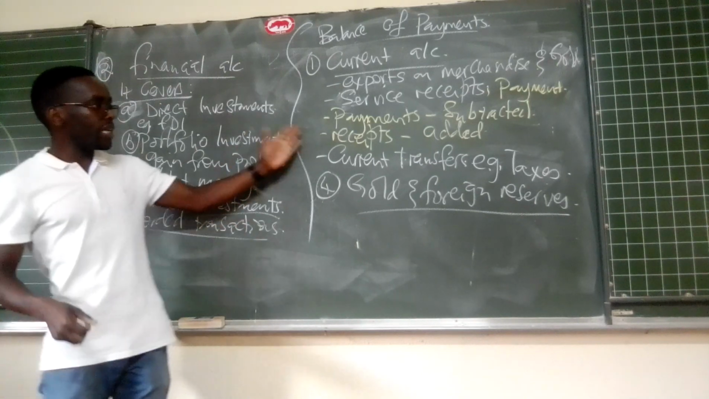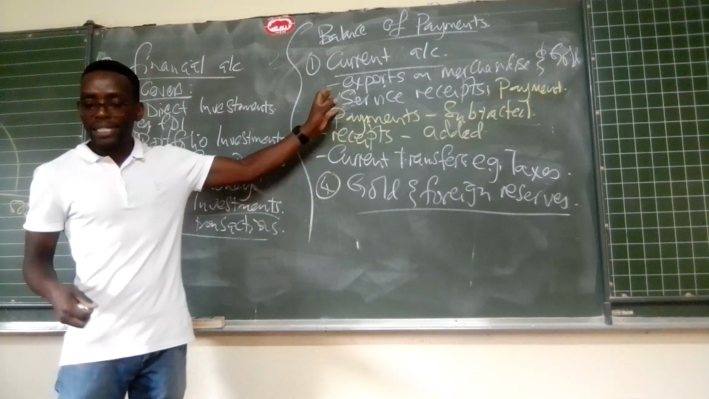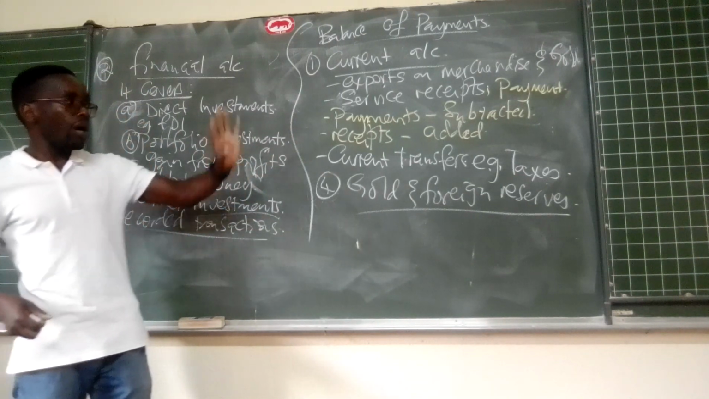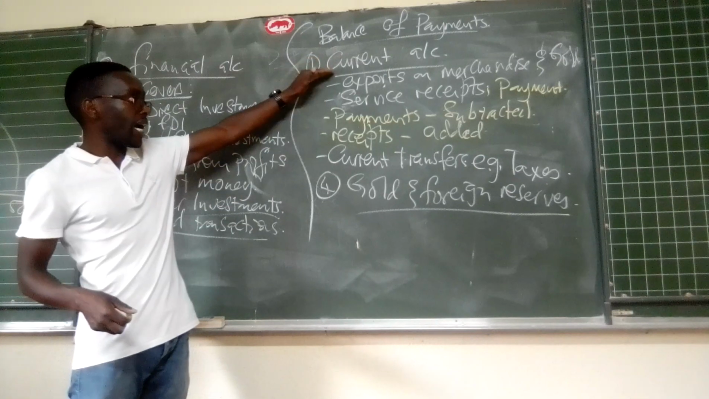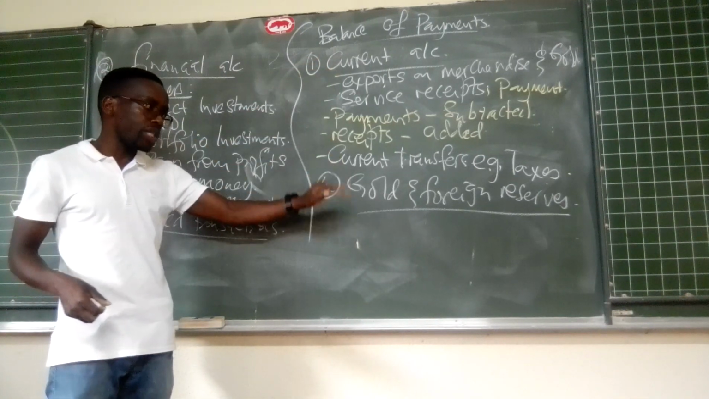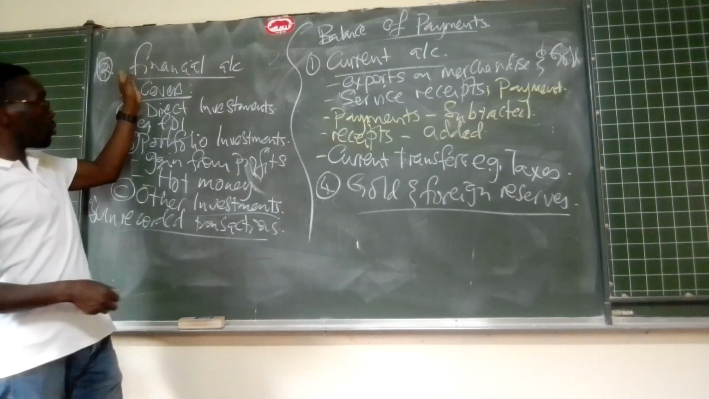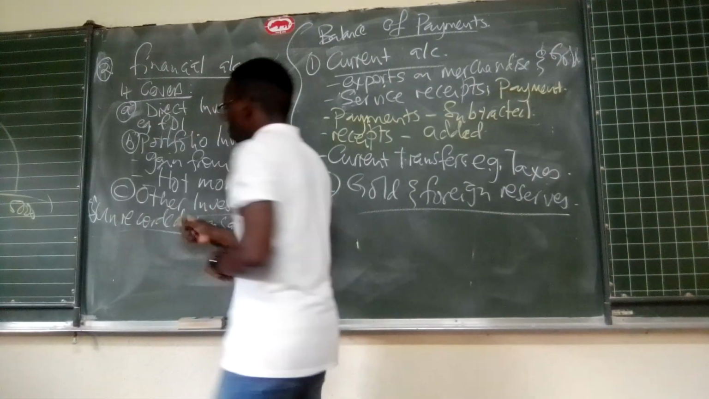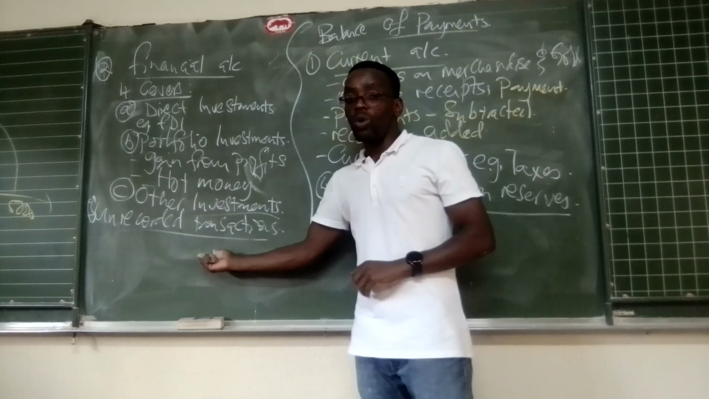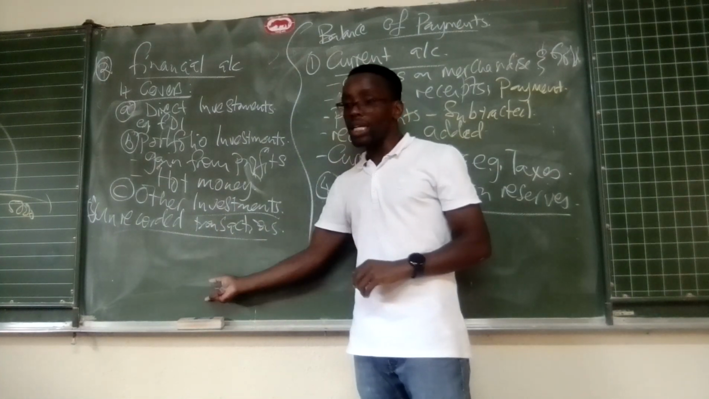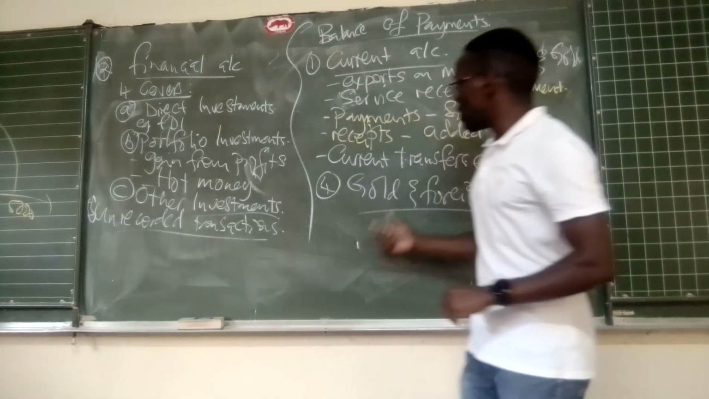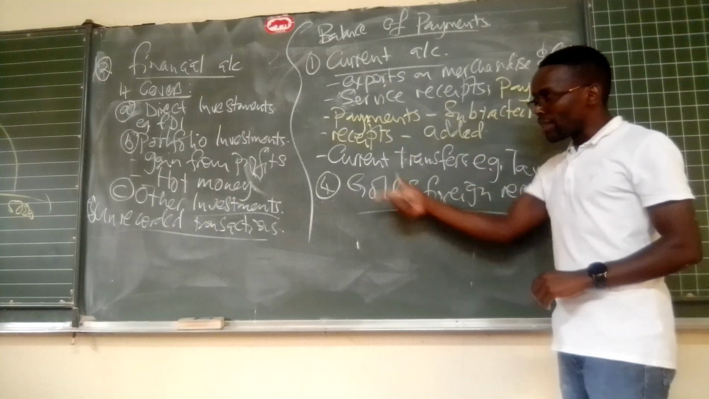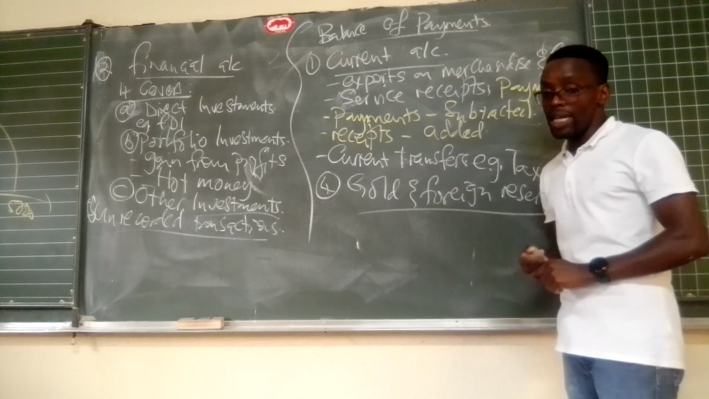Okay, now this is balance of payment in summary. So what did we say? We said balance of payment is made up of 4 departments or 4 sub accounts. We have the current account, and we looked at what it looks at. We also have the second one, which is the financial account, and we have looked at what the financial account looks at. It also looks at the unrecorded transactions, and then it also looks at our gold and foreign reserves. So these are the balance of payment accounts that we looked at.